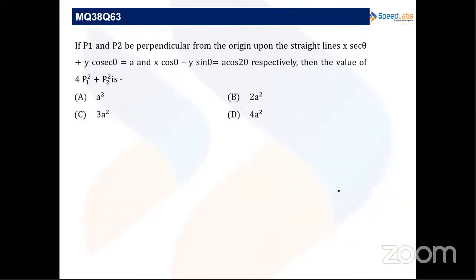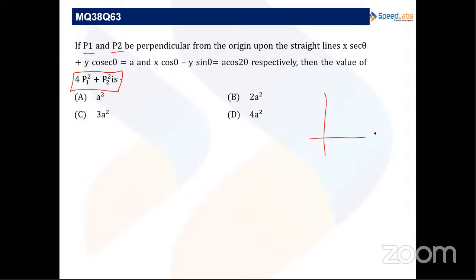Now, moving to the next question. If P1 and P2 be the perpendiculars from origin upon the two straight lines, x sec theta plus y cosec theta equals to a, and x cos theta minus y sin theta equals to a cos 2 theta respectively, then we need to find the value of 4p1 square plus p2 square.